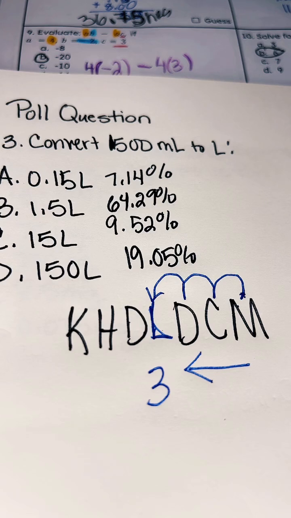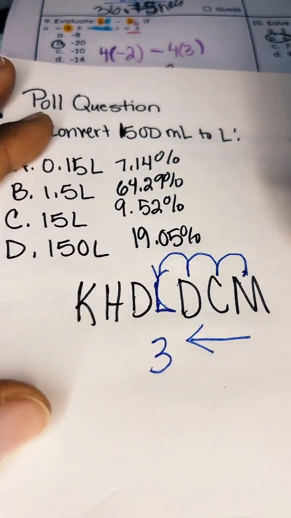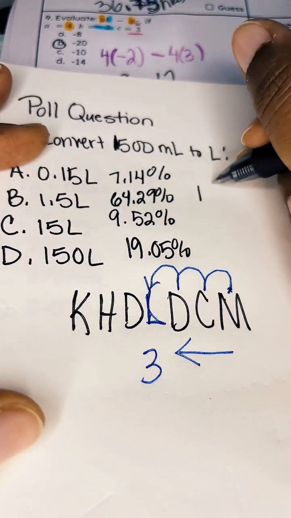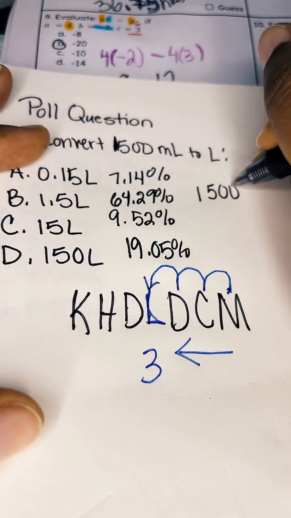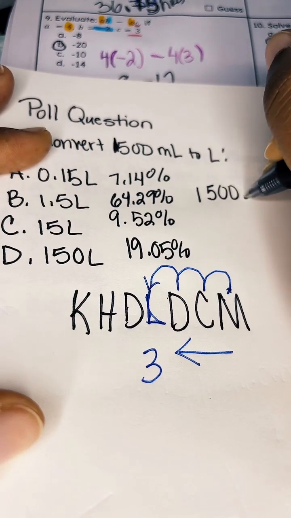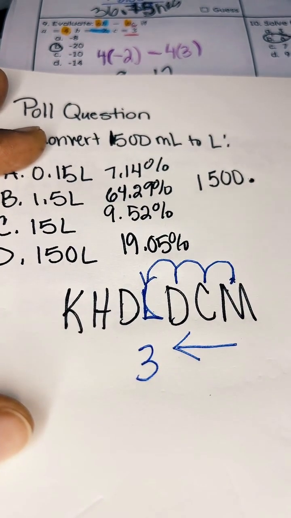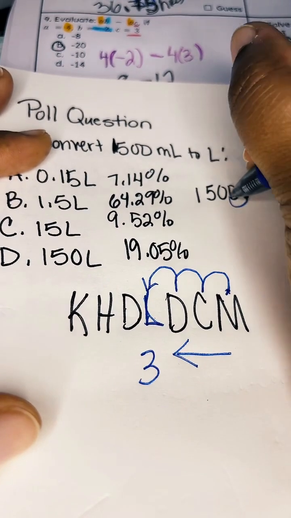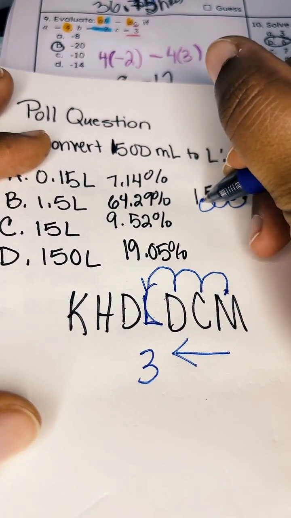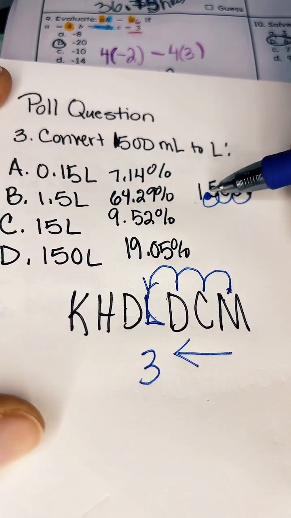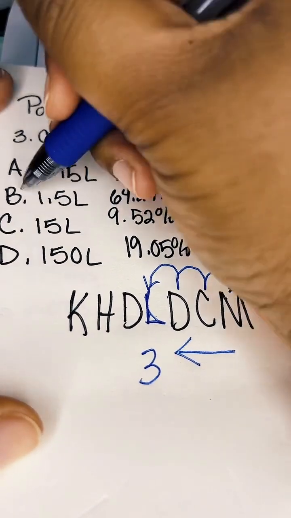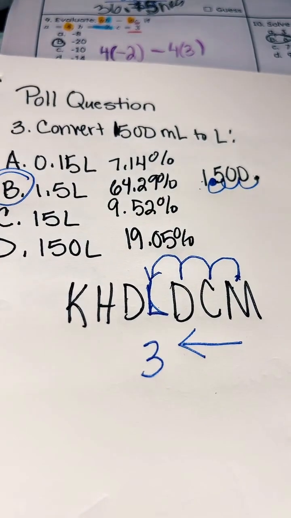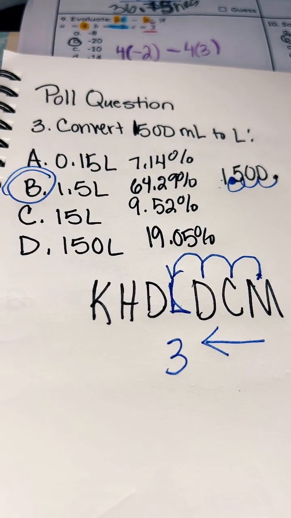Good. Yes. After the 0 at the end right now. So if we have 1500 and it's right here, well, remember, I got to move that bad boy. I got to swing it. 1, 2, 3. Boom. And now it goes right here. 1.5. And B is our answer. 1.5 liters, in between the 1 and the 5.